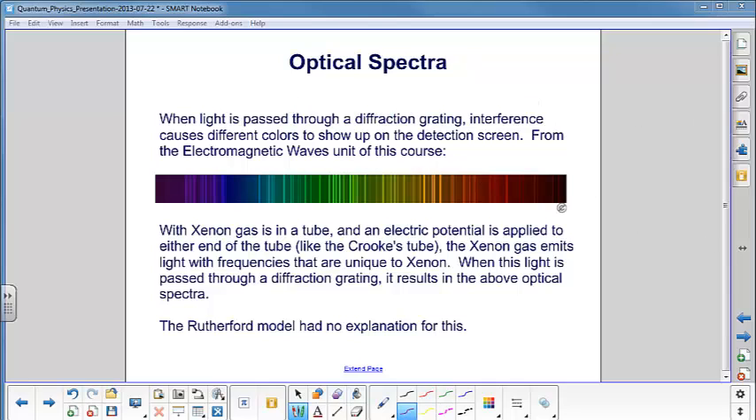When light is passed through a diffraction grating, and this was covered in the EM waves unit of this course, interference causes different colors of light to show up on a screen past the diffraction grating. This is an example of energized xenon. You have xenon gas in a tube. You put an electric potential on it, just like the Crookes tube. The xenon gas will emit light with frequencies that are unique to xenon. It's a fingerprint for xenon gas. No other gas would show this pattern. When this light is passed through a diffraction grating, it shows this optical spectra. The Rutherford model had no explanation for this.